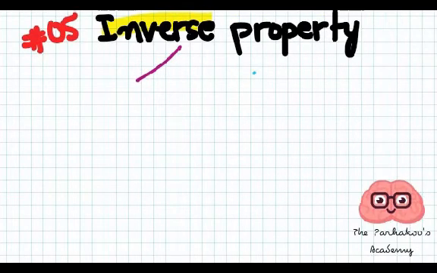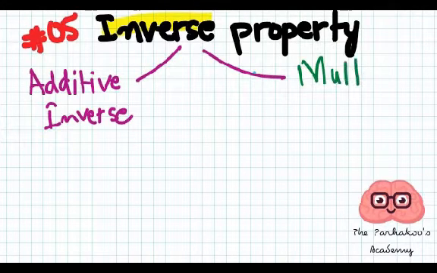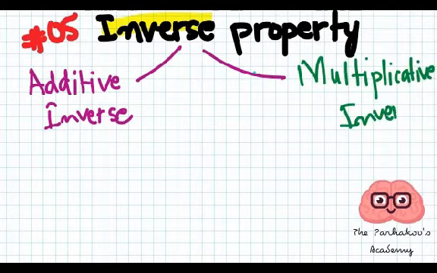So there are two types of inverse, basically additive inverse and multiplicative inverse. So additive inverse is such a kind of number which is opposite, and when it is added or subtracted from a number, it yields 0, or it makes the number 0.